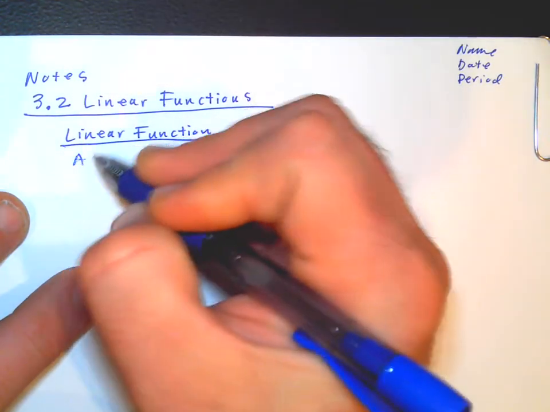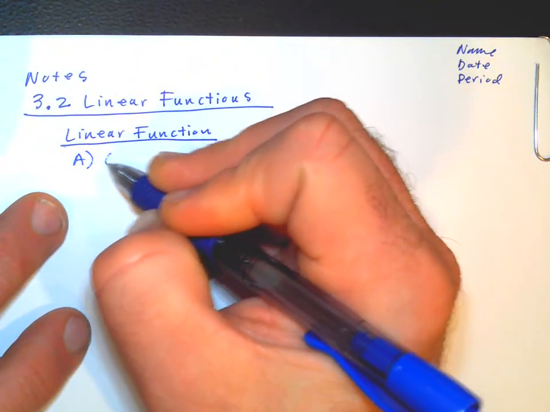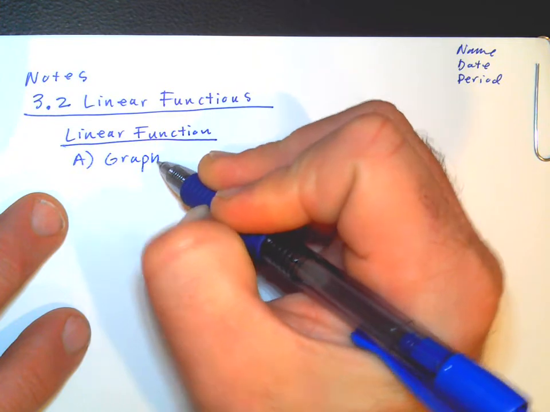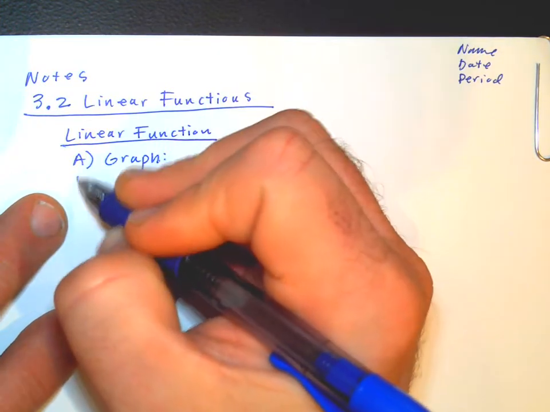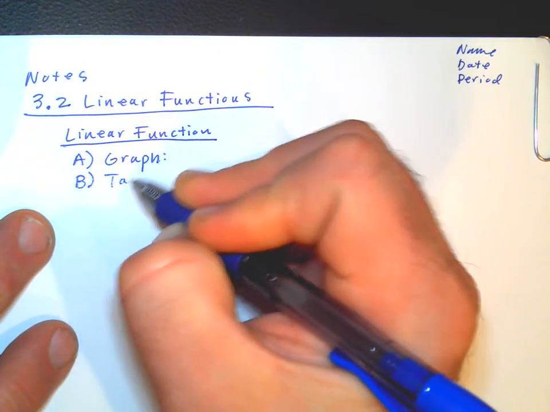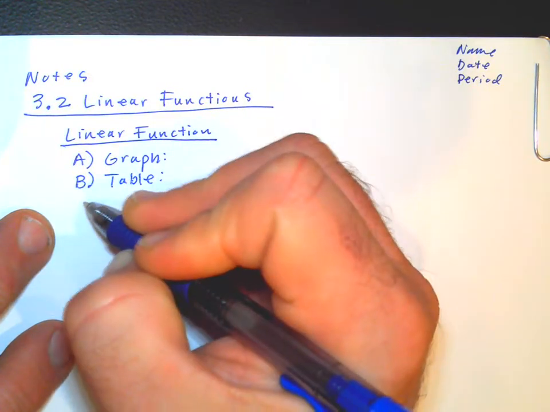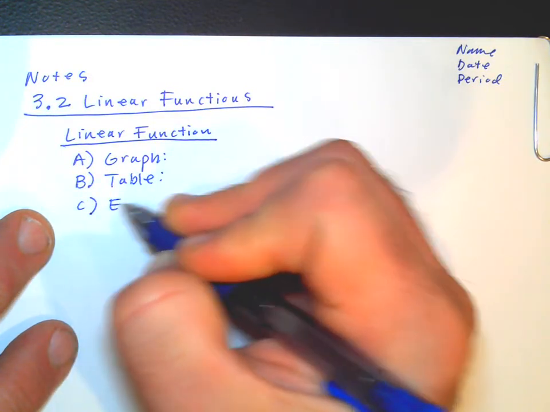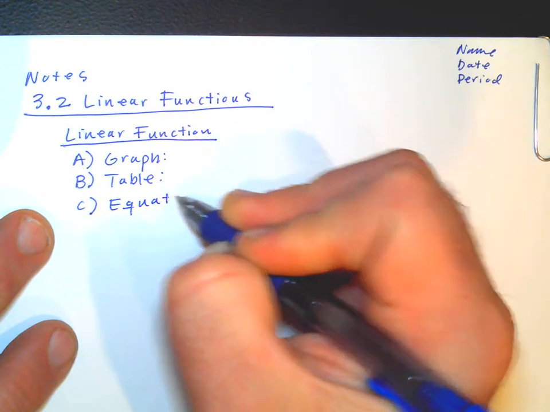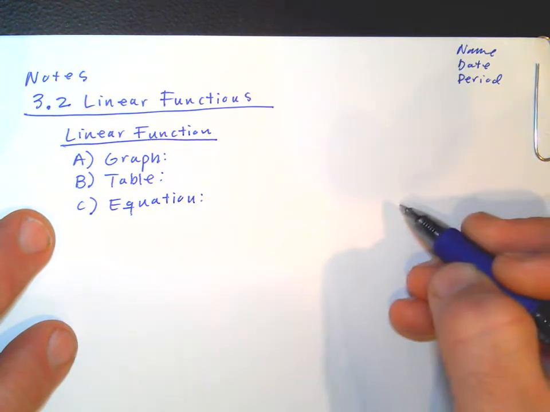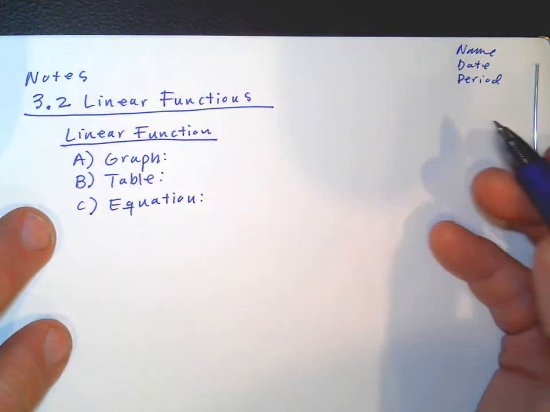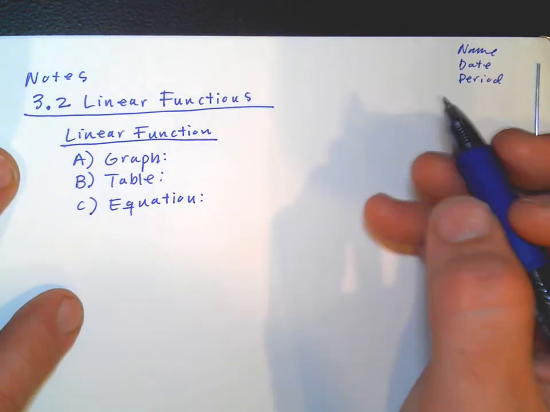So there's a few different ways that you're going to need to be able to recognize them. One is from a graph. The second one is from a table. And the third way is from an equation. So these are three different ways you could be given a linear function or a function that you have to decide if it's linear or not. So you need to be able to recognize it.